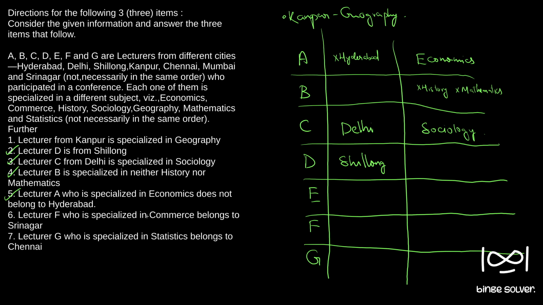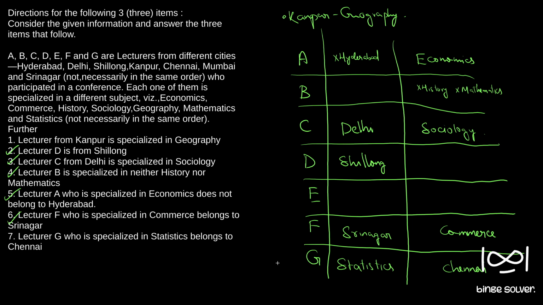Lecturer F, who is specialized in commerce, belongs to Srinagar. So Srinagar. Commerce. Lecturer G, who is specialized in statistics, belongs to Chennai. Statistics belongs to Chennai. Okay.